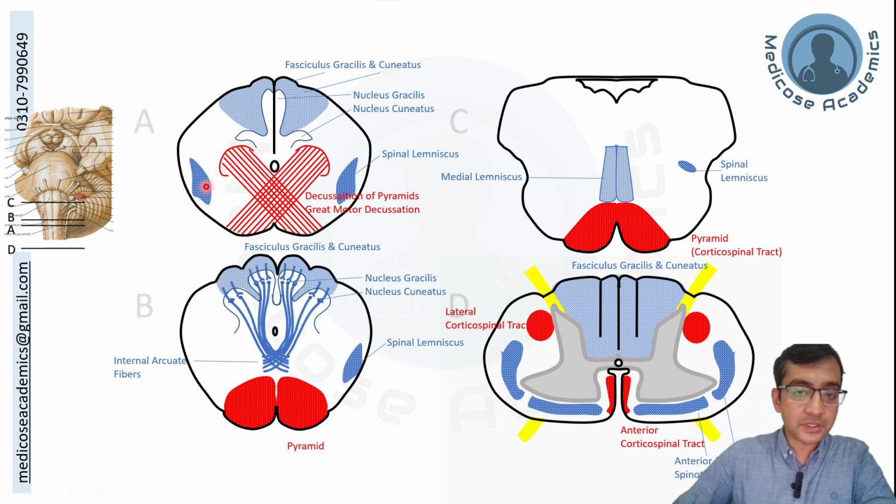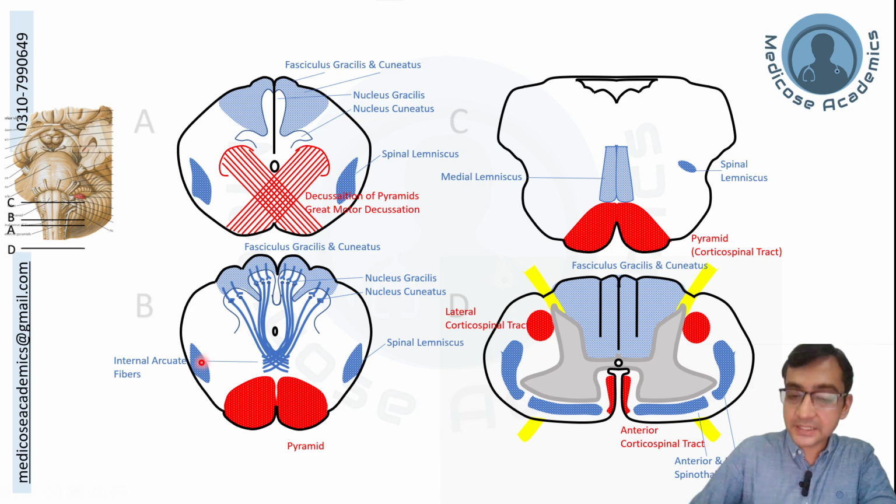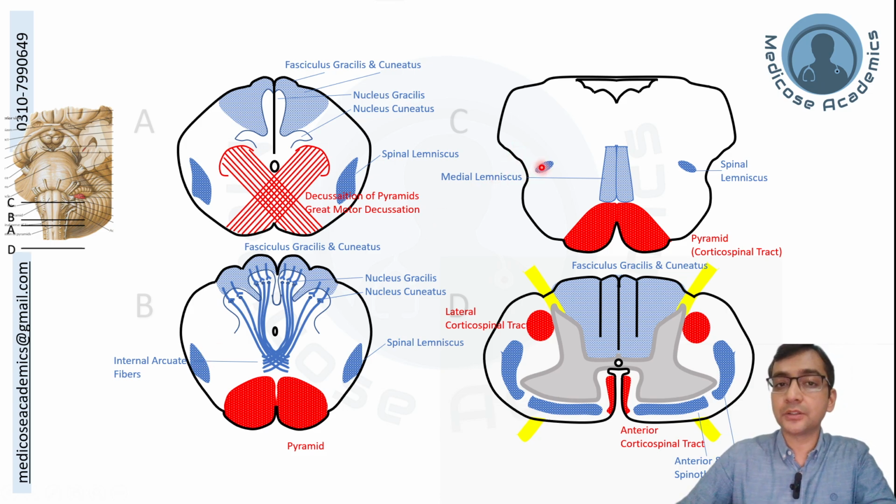As we go up, you can see it on the lateral aspect at the level of pyramidal decussation. You will see it on the lateral aspect at the level of sensory decussation, and you will see it on the lateral aspect at the level of the inferior olivary nuclei.